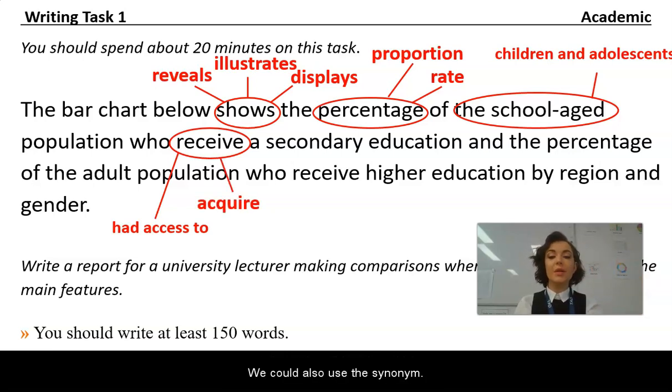We could also use the synonym acquire. A third synonym would be obtain. And this is a very common synonym in IELTS. So is acquire. It's a more formal way of saying to get.